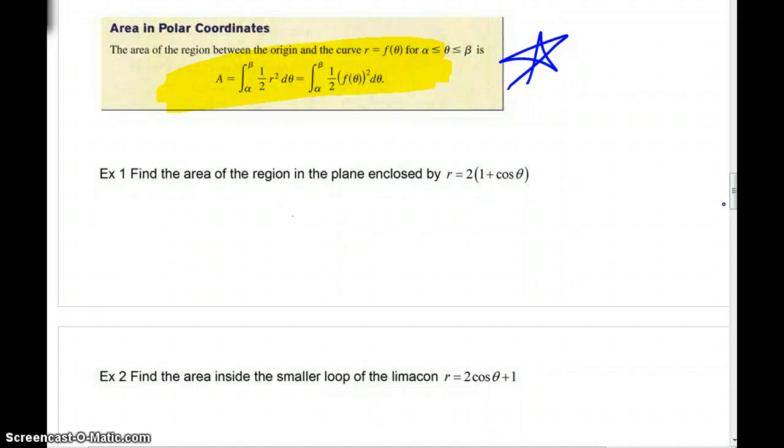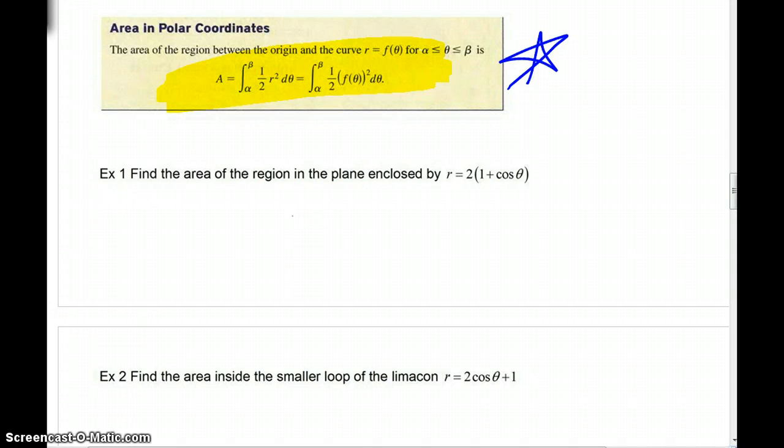So very, very quickly, what we could do is take a look at example 1. Find the area of the region in the plane enclosed by r equals 2 times 1 plus cosine of theta. Now we could plot this out by hand. We could plug in theta equals 0, theta equals pi over 3, and so forth. And for any given starting angle theta, we could then move r units away from the pole, from the origin.